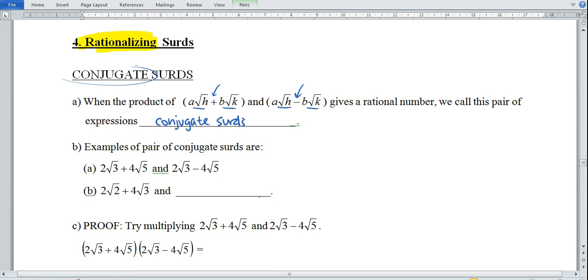Some examples of conjugate surds, even simpler ones, are square root 2 minus square root 3 and square root 2 plus square root 3. So these are conjugate surds. Now how about this one? 2 square root 2 plus 4 square root 3 is conjugate with 2 square root 2 minus 4 square root 3. So basically the terms are the same. It's just that the sign is opposite. One is plus, the other one is minus.